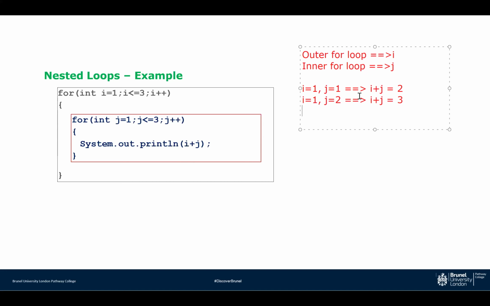What are the next values of I and j? I is still 1, but I need to increase the value of j by 1. So it becomes what? So I plus j equals 4. I increase the value of j by 1. J becomes 4. 4, is it less than or equal to 3? So, which means that I finished the inner loop. I'll go to the outer loop now. I will increase the value of I by 1. So I becomes what? 2.